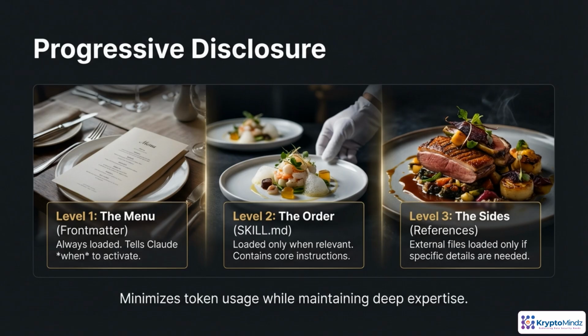The core design pattern behind skills is progressive disclosure. Think of it like eating at a restaurant. First, Claude always sees the menu in frontmatter, that brief description telling it what the skill does and when to even consider using it. When a request matches, Claude loads the order in SKILL.md, the concrete workflow, steps, and rules to follow. Only if the task demands more detail does Claude reach for the sides in reference files, API docs, templates, examples. This layering keeps responses efficient and cheap, while still letting your skill contain deep, specialized expertise when it's actually needed.